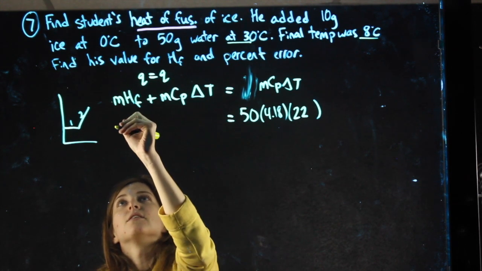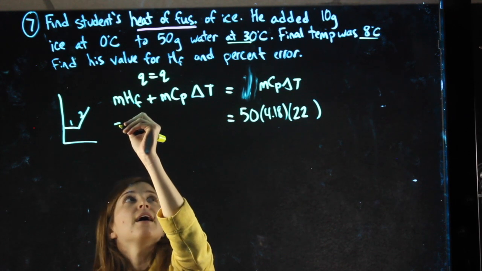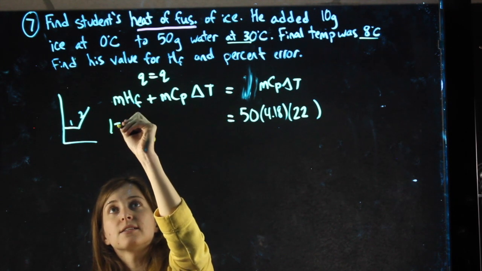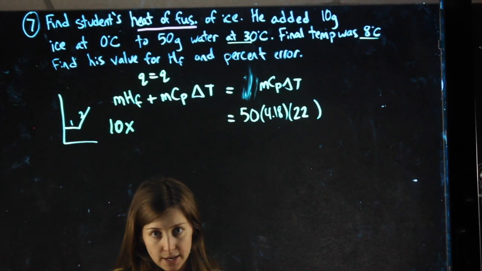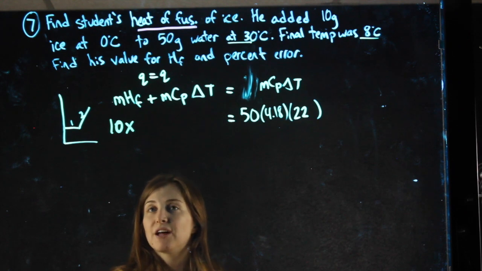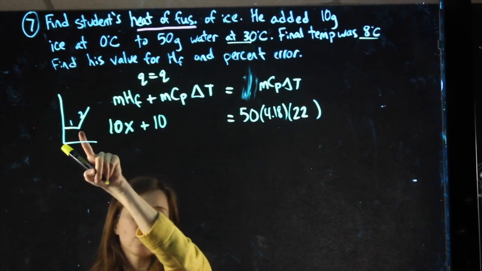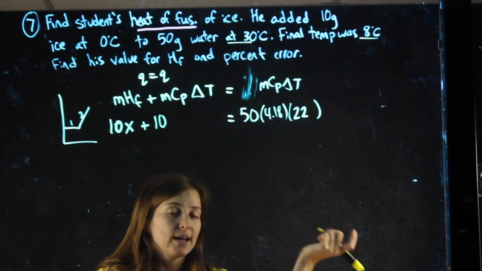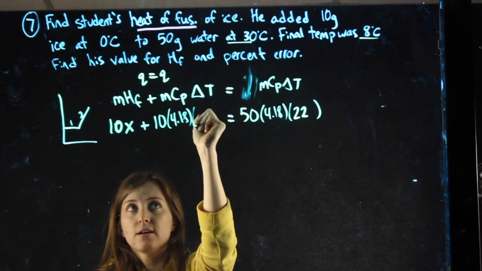The ice, we had 10 grams of ice. We don't know, we're pretending we don't know the HF. We're looking for the HF value. That 10 grams of ice, after it melts, is now no longer ice, it's liquid water. So I use 4.18 here.